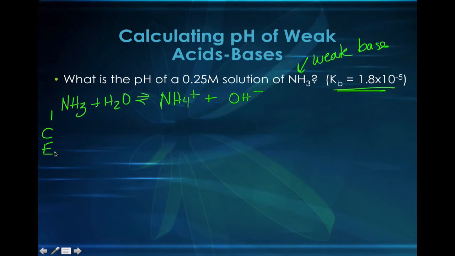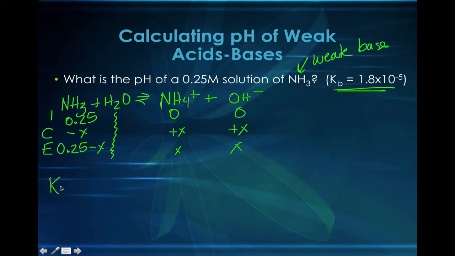We do the ICE table, and initially the ammonia I had 0.25. Water does not have a concentration, so it gets ignored in the ICE table. It's just there. Here we're 0 and 0 before anything happens. So this is going to be minus X, and plus X. So we have 0.25 minus X, X, and X.